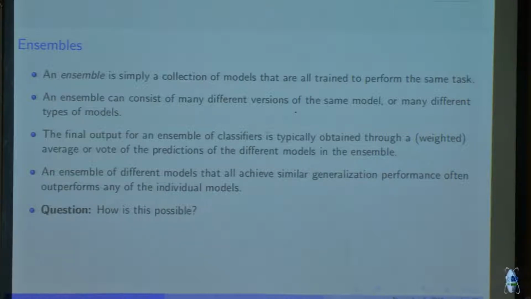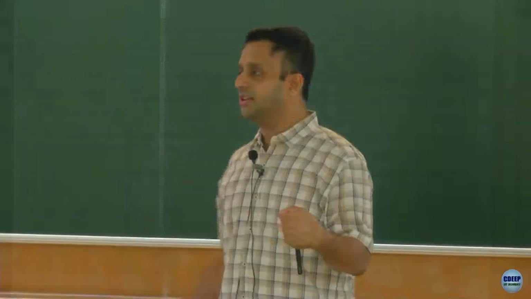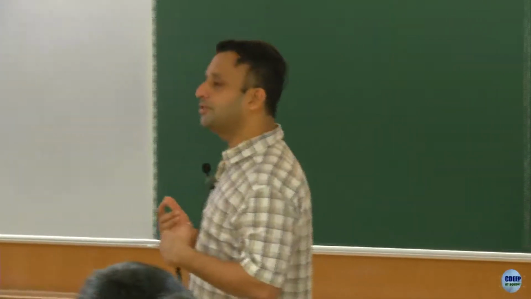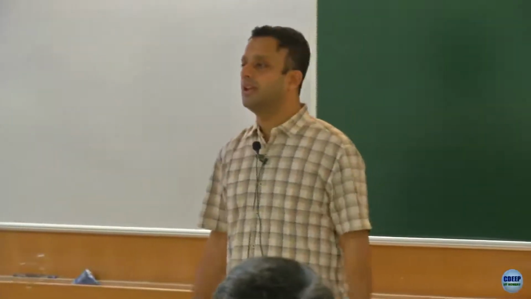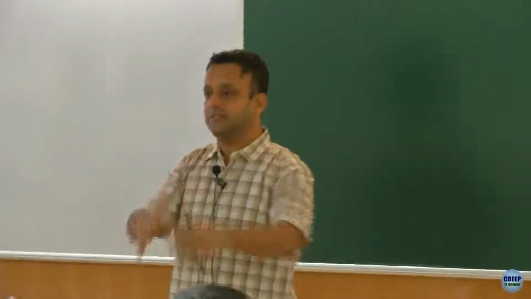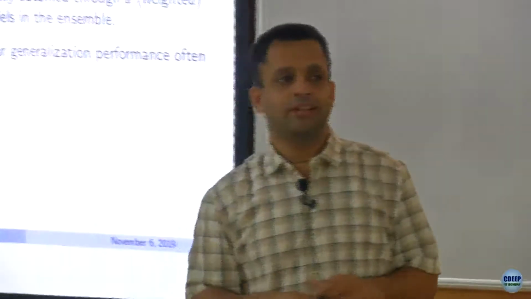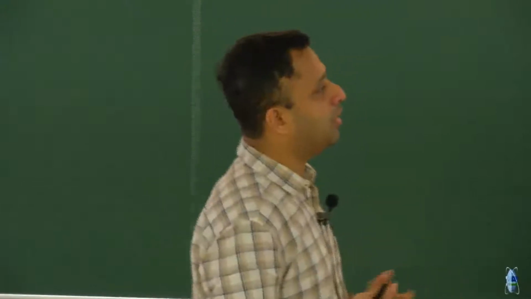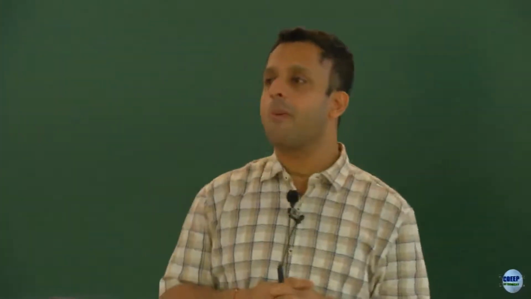So each model might have been trained to perform the same task. For example, detecting spam email, you may have a classifier trained based on images, another classifier which is trained based on the source of the email, another classifier that has been trained based on the footer of the email. Now imagine combining all these classifiers in some intelligent way so that the consensus makes more sense. Okay, an ensemble can consist of many different versions of the same model or many different types of models.